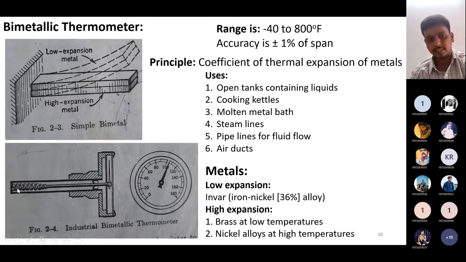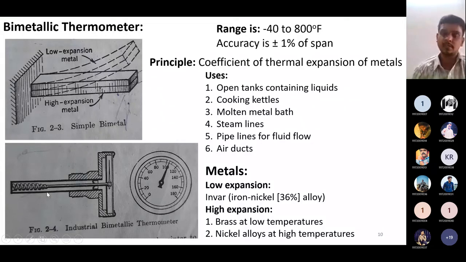That deflection will be caused. So the change in deflection of this helix or this strip will be gauged by this particular pointer, and this pointer will in turn be rotating on a circular die. Then we can accurately read the temperature of that particular medium. So that's the principle behind the operation of the industrial scale bimetallic thermometer.